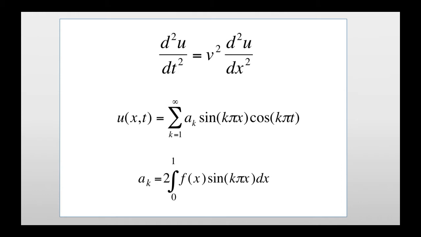We have the set uppercase X of all distance values, lowercase x. We have the set uppercase T of all time values, lowercase t. And we have the set uppercase U of all pressure difference values, lowercase u. The function u of x and t takes the elements of uppercase X and uppercase T and assigns each pair, lowercase x and t, an element in the set of pressure values, uppercase U. What's the philosophical significance of that?